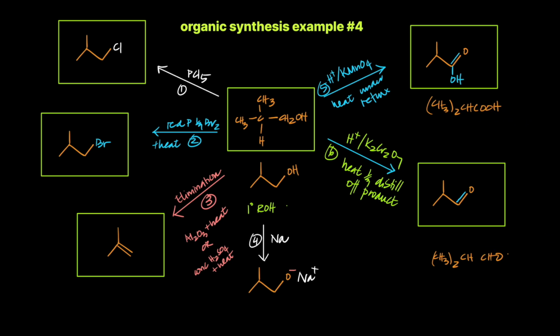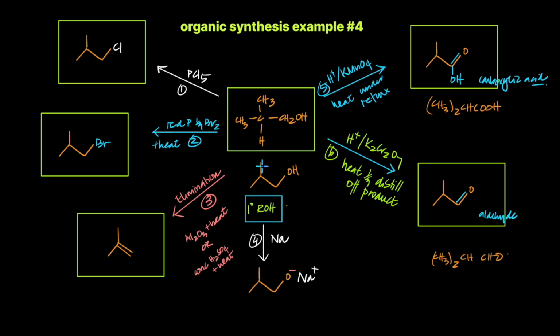Okay, easy peasy. And oxidation 5 and 6. Remember, primary alcohols can be oxidized both into aldehydes and carboxylic acids. This is an aldehyde functional group, and the above is a carboxylic acid. And these conditions are what you need to know. You need to remember how to go from a primary alcohol to a carboxylic acid, and a primary alcohol to an aldehyde.